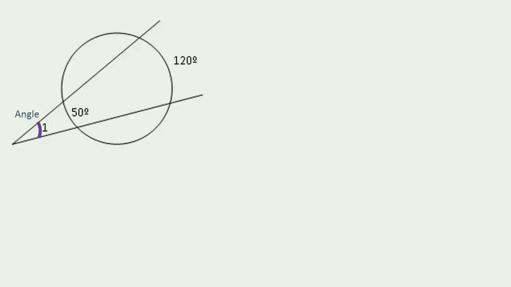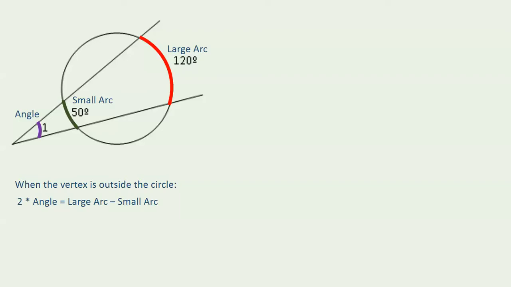Let's solve for angle 1. It creates a small arc of 50 degrees and a larger arc of 120 degrees. So 2 times the angle will equal the large arc, 120 degrees, minus the small arc, 50 degrees. Combining like terms, 2 times the angle equals 70 degrees. I'll divide both sides by 2, and the angle will be 35 degrees.